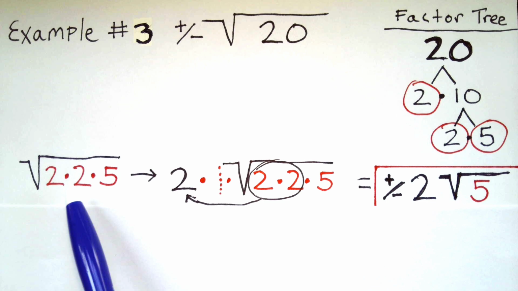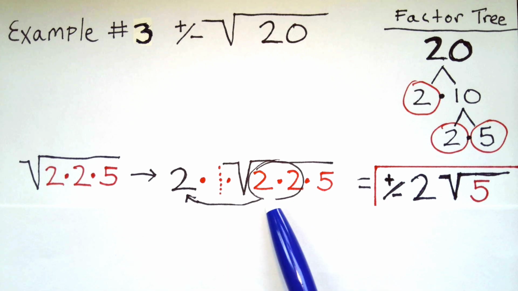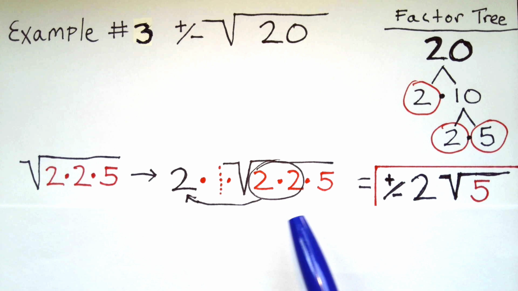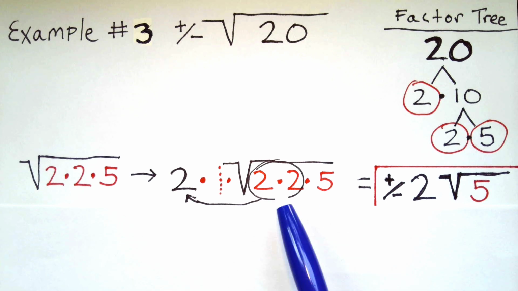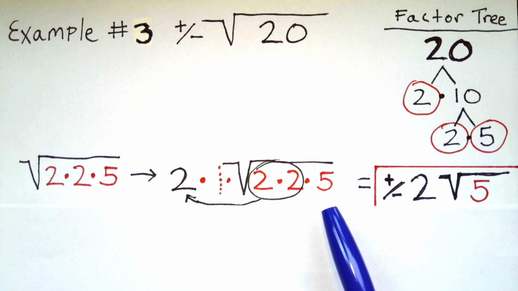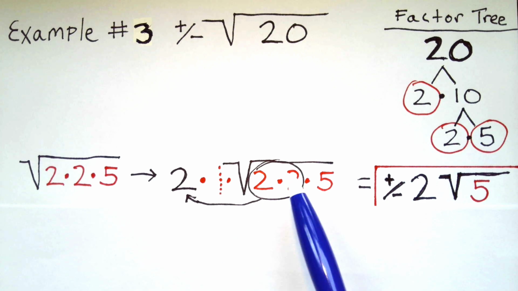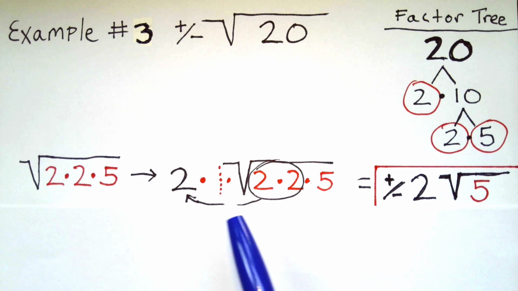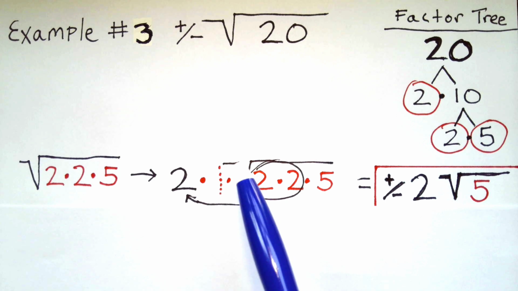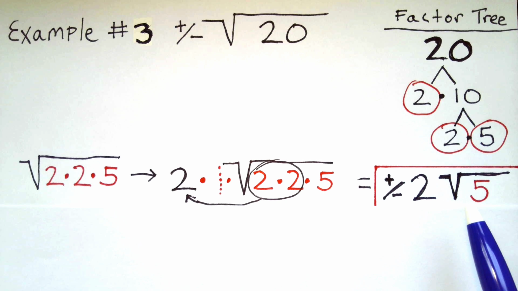Square root of 2 times 2 times 5. I have one perfect pair of 2's. I can pull out one value of 2. But notice this loner inside the radical, I only have one 5. Since I don't have a perfect pair like I do with the 2, that 5 has to stay inside the radical with my answer. So because I have a pair of 2's, I can pull out one value. 2 times that invisible 1 on the outside of the radical is 2. Inside the radical is the loner, 5. So 5 must stay inside that radical with my answer.